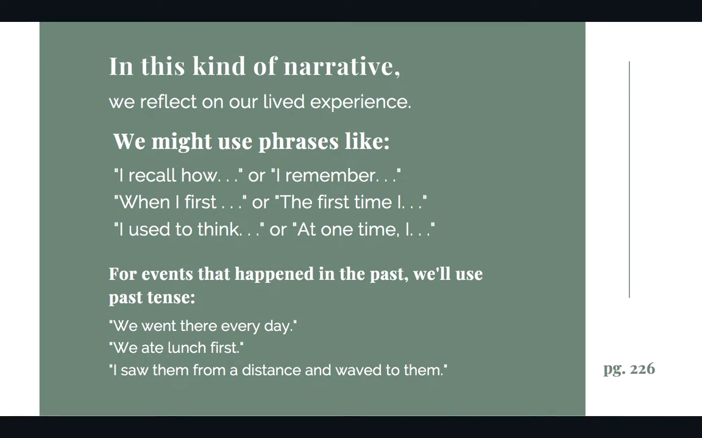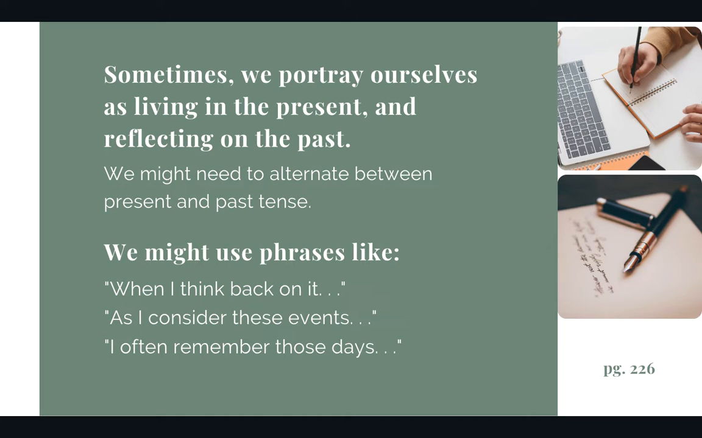All right, so in this kind of narrative, we reflect on our lived experience. We might use phrases like I recall how, or I remember when I first, or the first time I used to think, or at one time I... For events that happened in the past, we'll use past tense. We went there every day. We ate lunch first. I saw them from a distance and waved to them.